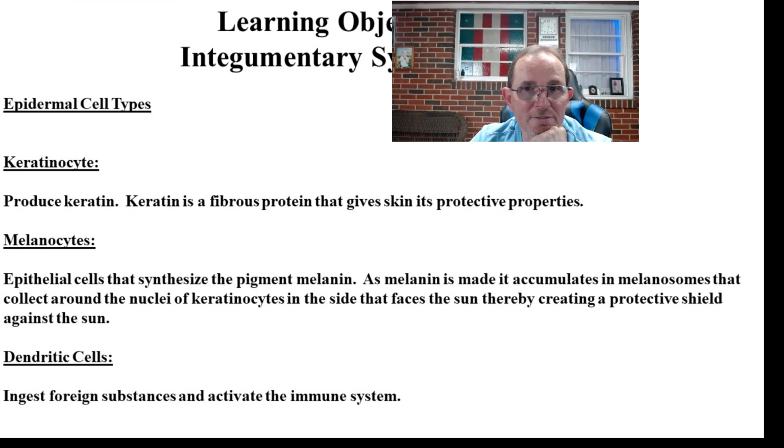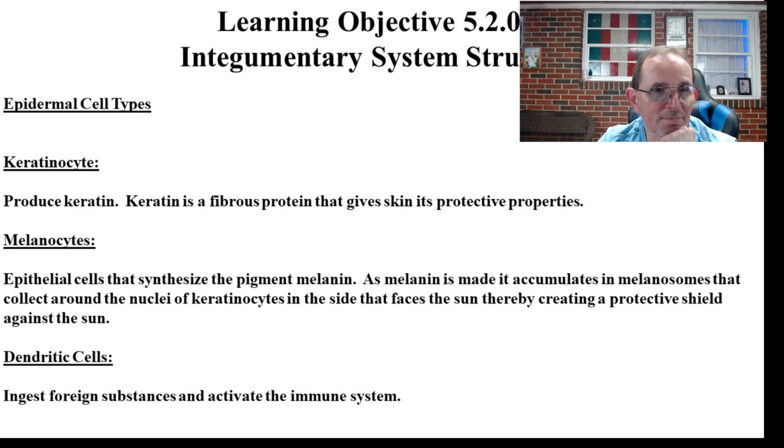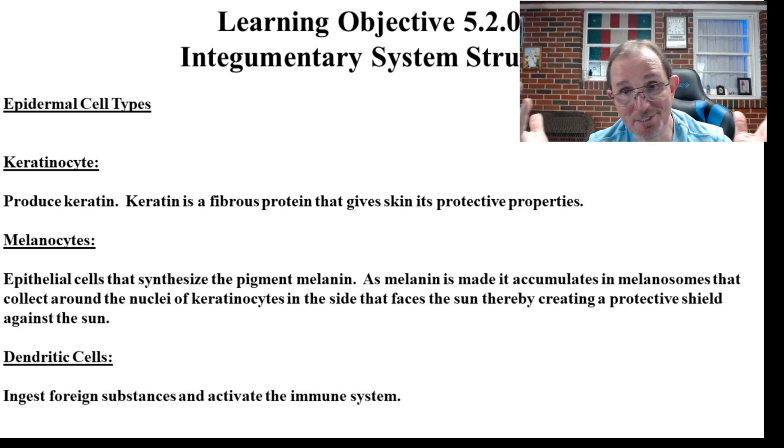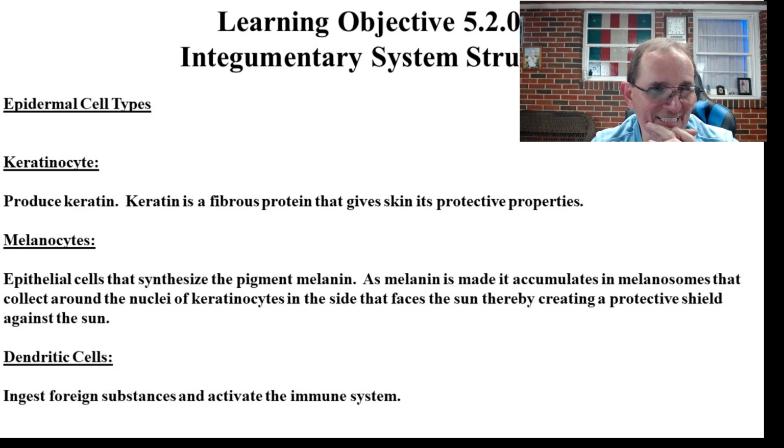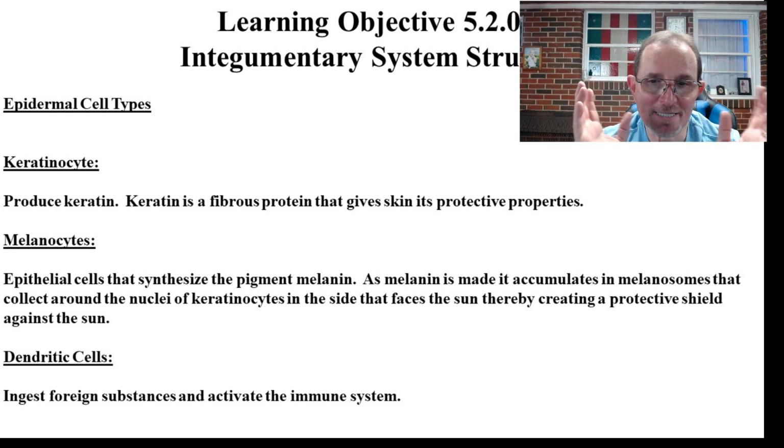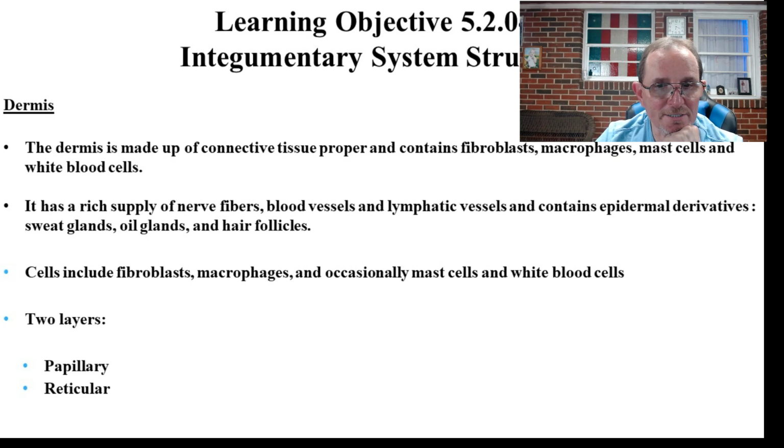Okay, epidermal cell types. Let me go back over here, guys. Keratinocytes produce keratin. How about that? Melanocytes produce melanin. It accumulates in these little vesicles called melanosomes, and they get around the nuclei of the keratin in the side that faces the sun, and again, they're protecting basically the stratum basal. And we already talked about the dendritic cells.